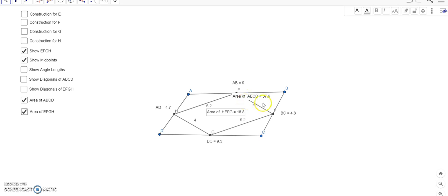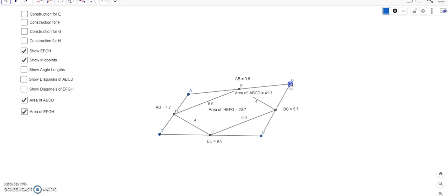To prove that, let's move around some points. If we move up B, it looks still the same. Let's see if we can get it spot on. There we go, we got 21 and 42. 21 times 2 is 42, and half of 42 is 21. So right now our conjecture is still true.